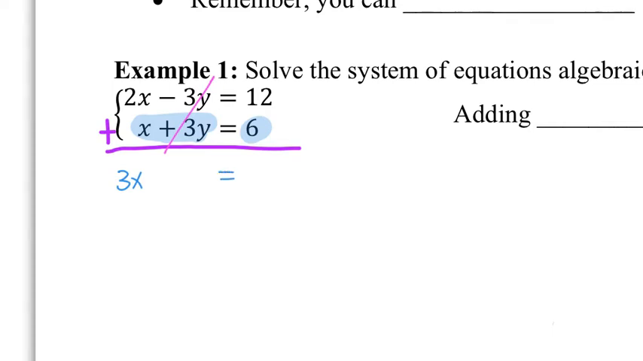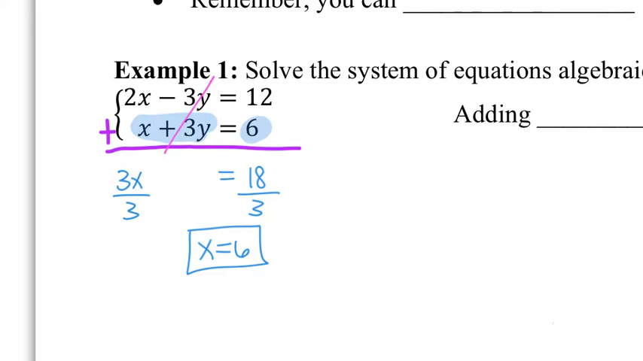Because now, look at this right side. 12 plus 6 is 18. Now we have an equation that only has one variable, so I can solve for it. And this is a really easy equation to solve too. So divide each side by 3, and we get x is equal to 6.